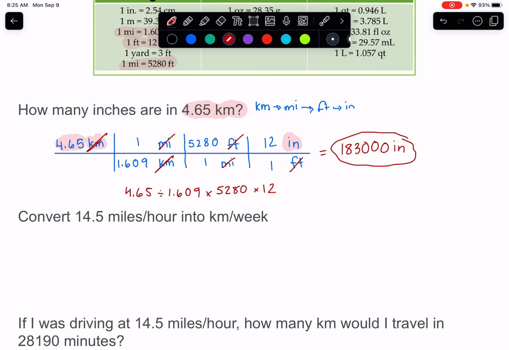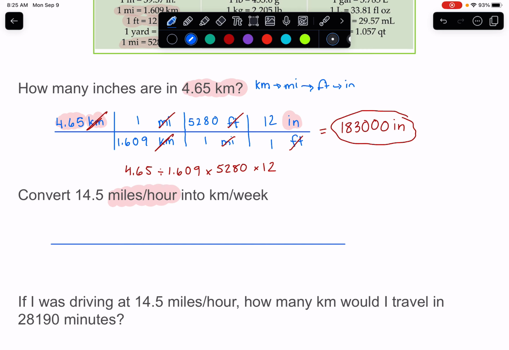All right, next one, convert 14.5 miles per hour into kilometers per week. The units on this number that I'm converting, miles per hour, that is a little bit more complicated than the last example. When you have units like that, where it's one thing divided by another thing, the easiest way to approach those problems is actually to separate those units the same way across that horizontal line at the beginning of the problem. So instead of putting miles per hour in that whole top spot, I'm just going to separate it like this. So miles is on top and hours is on the bottom, just like it is in the unit.